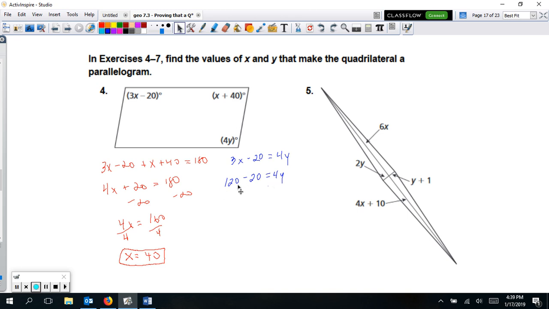And then we're just going to combine these two together. So that's going to give us 100. So 100 is equal to 4y. Divide both sides by 4. And 100 divided by 4 gives us 25. So that's what our y would equal.